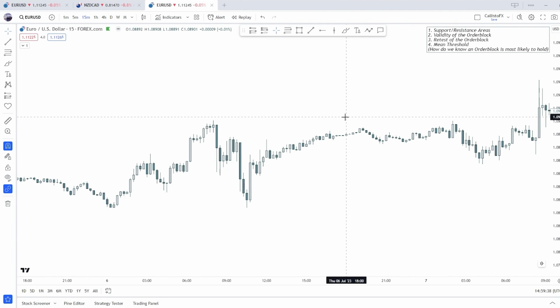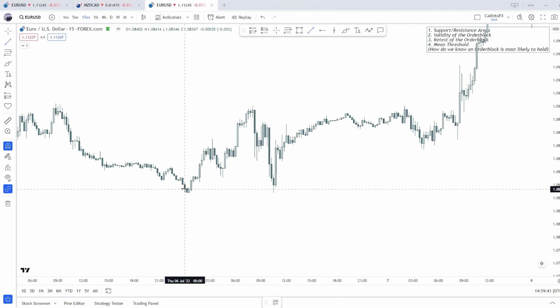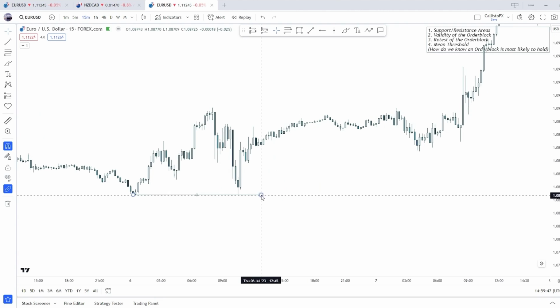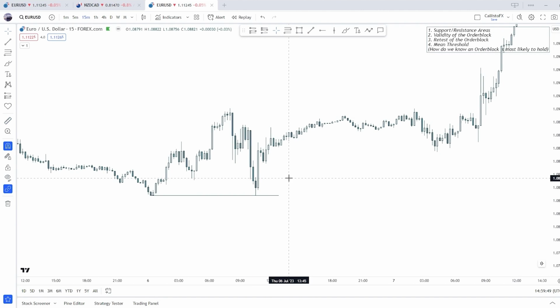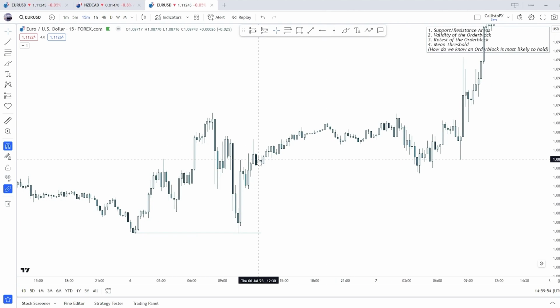So let's take a look at this example. So right here, you can see we have a level of support, right? We have these relatively equal lows over here. So this would be coming off a level of support.